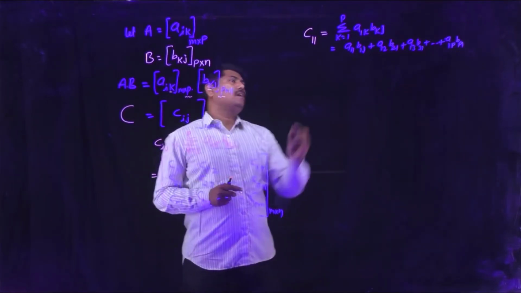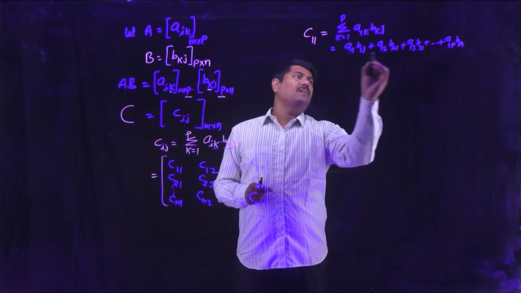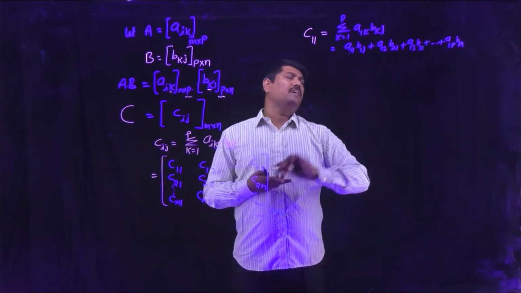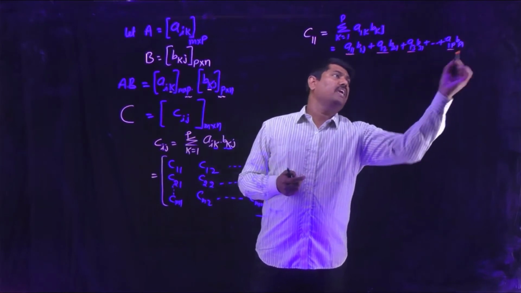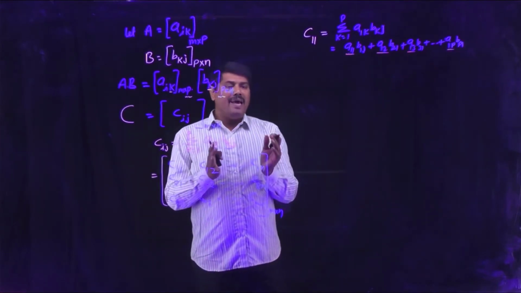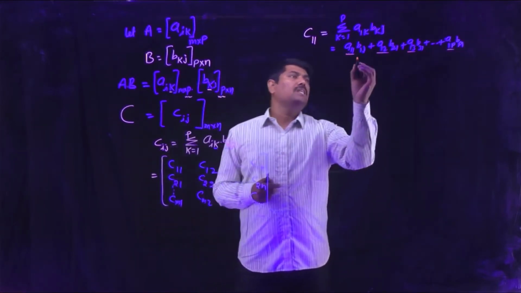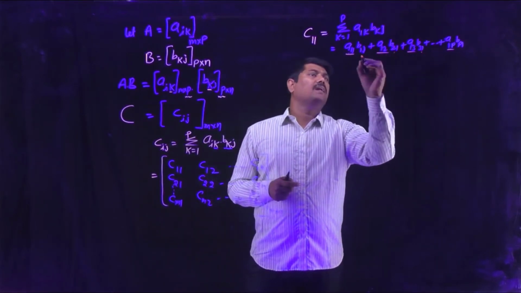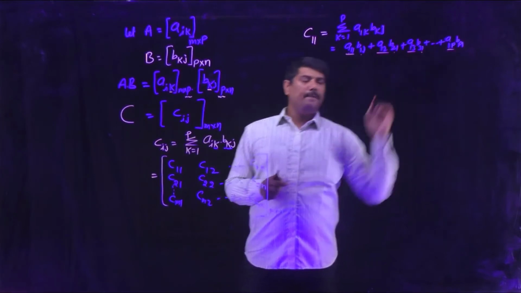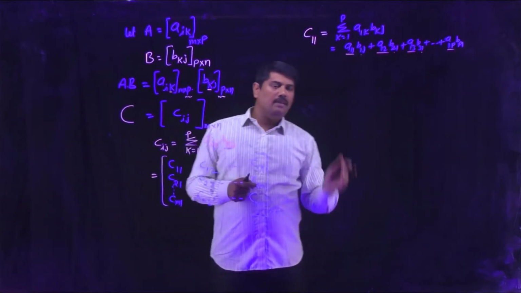So here you observe what are a11, a12. Here you can observe the elements a11, a12, a13, up to a1p. They are first row elements. Now observe what are b11, b21, b31 and bp1. They are first column elements.